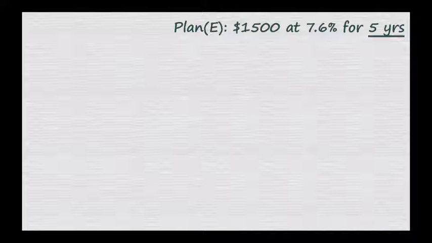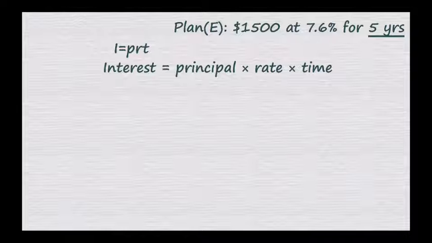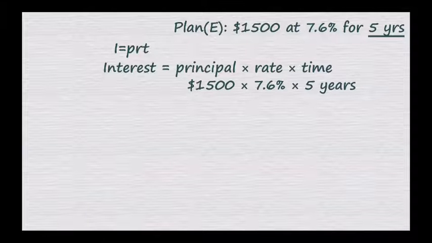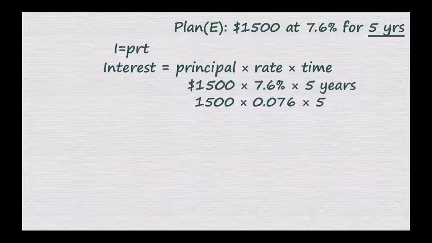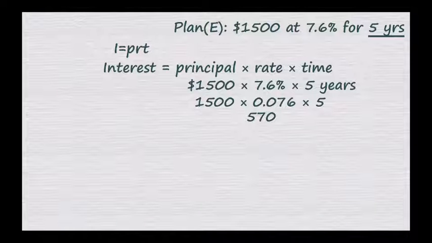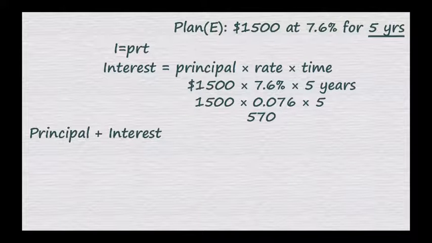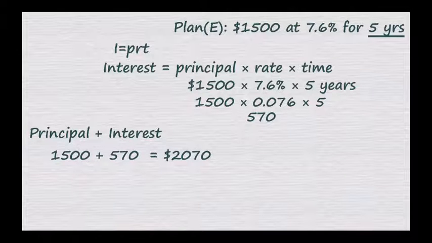We've got to calculate the interest, which is principal times rate times time. Plug in the numbers, change the percent to a decimal, moving the decimal 2 points to the left, 5 years, simplify: 570. Yeah, that's the interest, and now all that's left to do is add it to the principal to get the final answer, 2070.